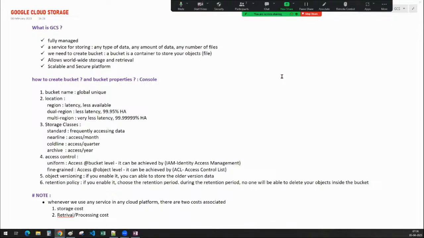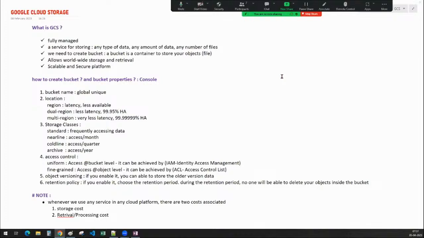What kind of tool is it, guys? Google Cloud Storage is a service for storing any type of data, any number of files. How does Google Cloud Storage operate? It operates via buckets and objects. What is a bucket? A bucket is a container to store your objects. And what is an object? An object is nothing but a file. It allows worldwide storage and retrieval. It is a scalable and secure platform. So this is all about the introduction to Google Cloud Storage.